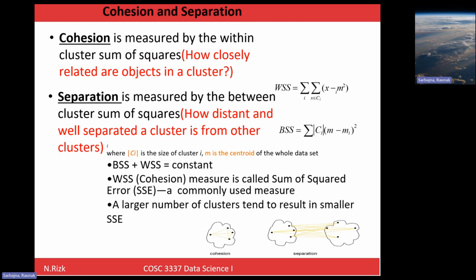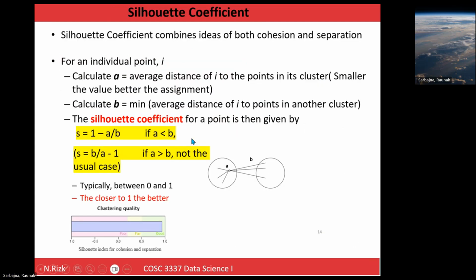Here's a good example of how cohesion is calculated, using the individual points within a cluster, and how separation is calculated, which is each point within one cluster compared to each point within another cluster. That's what WSS stands for here, as you can see. Here the modulus of Ci stands for the size of each cluster, the size of cluster i. So the silhouette coefficient combines cohesion and separation.